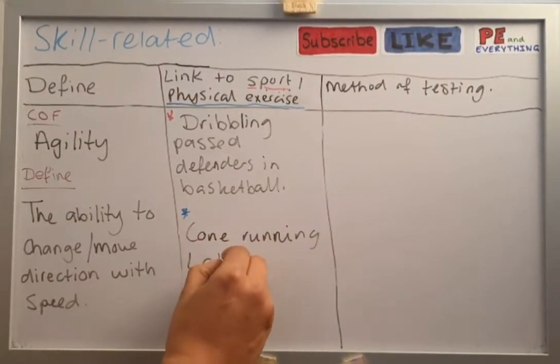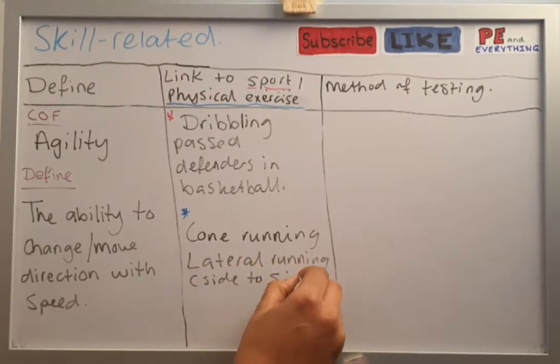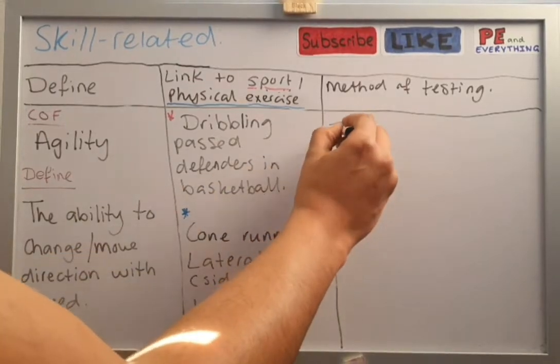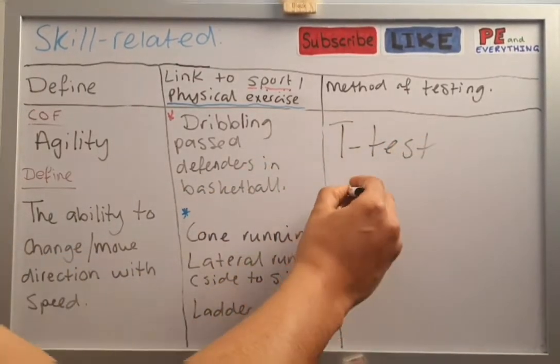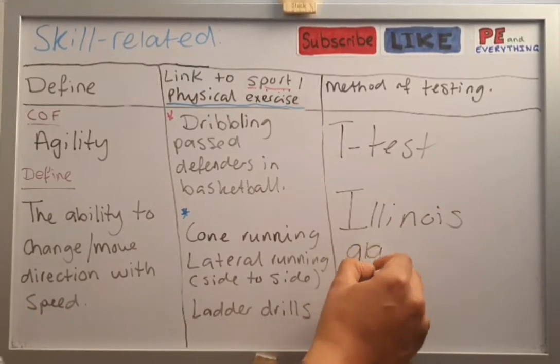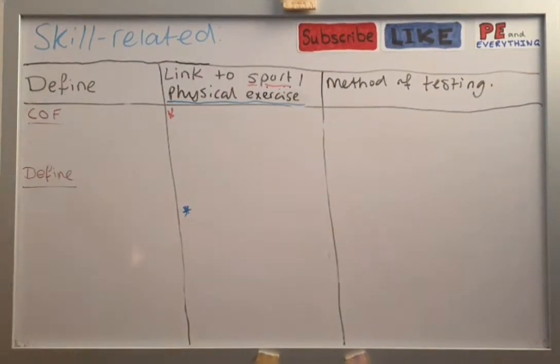If I wanted to work on my agility, I could do cone dashes, I could do lateral runs, which is side-to-side movements, and also ladder drills, going in and out of the in-betweens of ladders. An appropriate method of testing would either be the T-test or the Illinois agility test.